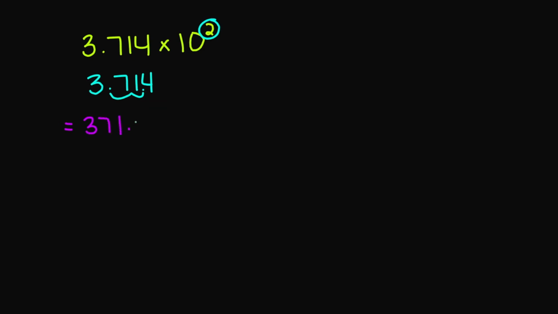Let's try 3.714 times 10 to the second power. Since my exponent here is positive, I'm going to move my decimal 2 places to the right. This is going to be 1, 2, and my decimal is going to fall right in between the 1 and the 4. So your standard form is going to be 371.4.